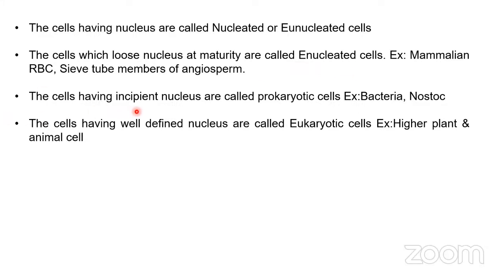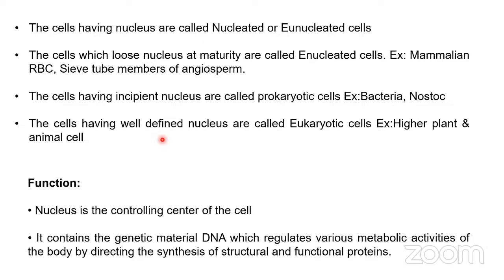The cells having an incipient nucleus, which is basically a diminished nucleus, or we can say a very primitive nucleus, where such a nucleus is not present and DNA is present in the naked form. Such organisms are called prokaryotic cells, for example bacteria and nostoc, and the cells having a well defined nucleus are eukaryotic cells. We know that in higher plants and animal cells, the nucleus is well defined and they come under the category of eukaryotic cells.